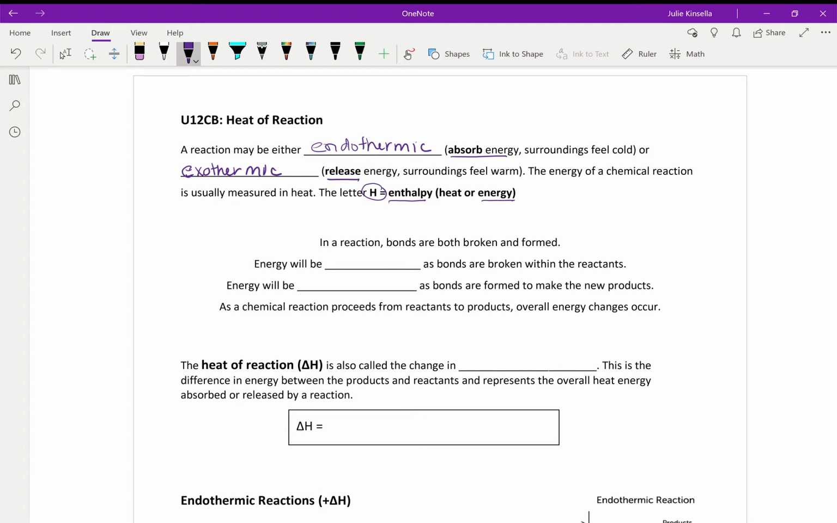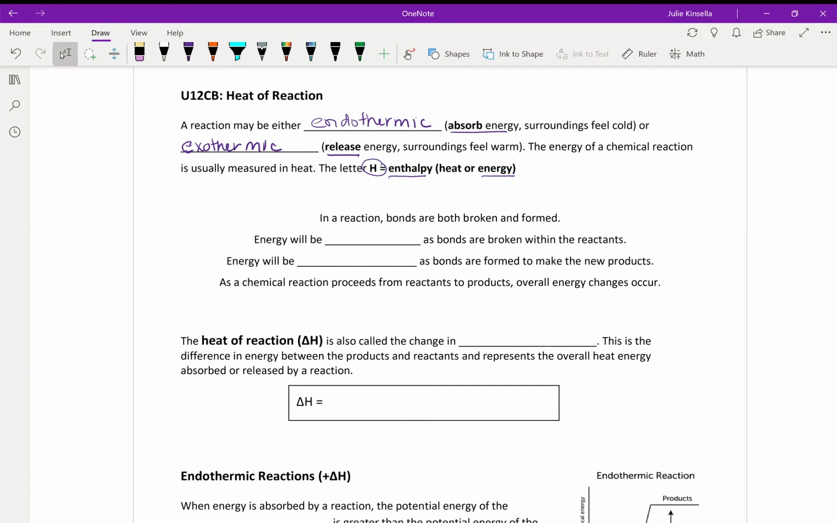Just to review, and you saw this in the gizmo a little bit, in a reaction, bonds are both broken and formed. If you think about that little acronym BARF, breaking is going to absorb energy, so energy will be absorbed as bonds are being broken within the reactants, but then as we form those new products, we're going to be releasing energy. So energy will be released as bonds are formed to make the new products. As a chemical reaction proceeds from reactants to products, there's going to be an overall energy change based on the amount and types of bonds being broken, but also the amounts and types being formed.